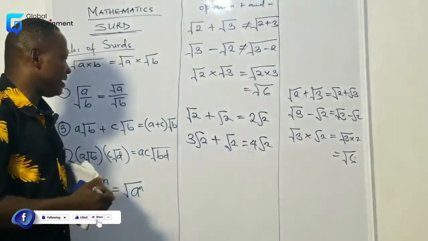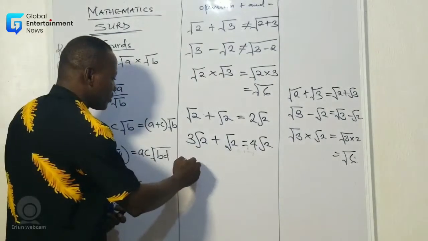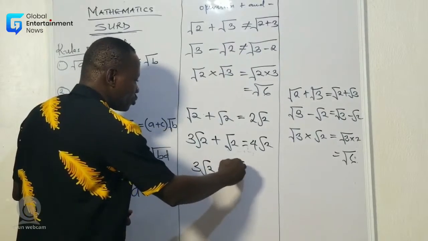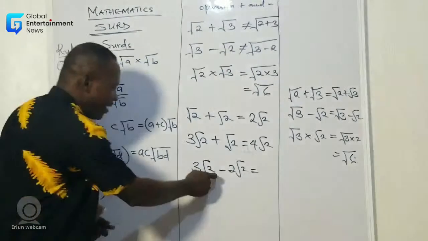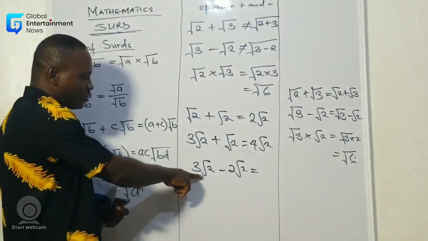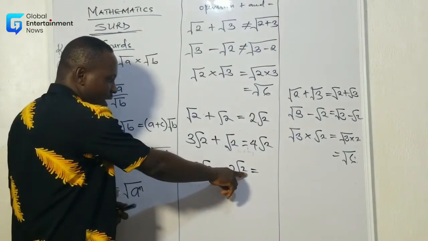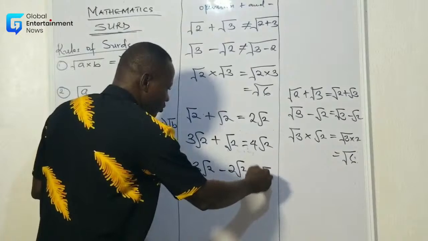And the same thing is applicable to subtraction. If I say 3 root 2 minus 2 root 2 is equal to what? Looking at it, we have the same number in the root form. Now, how many root 2 do we have here? 3. How many root 2 do we have here? 2. 3 minus 2 is what? 1. That is 1 root 2, giving us root 2.